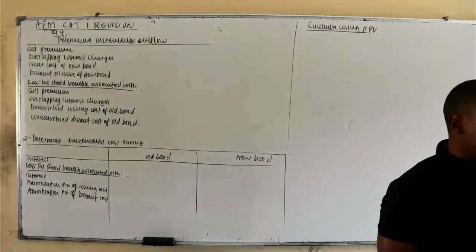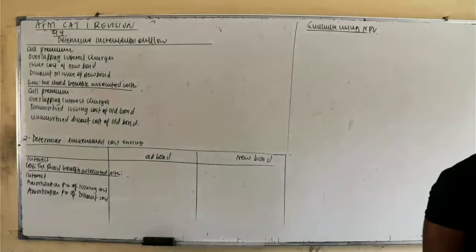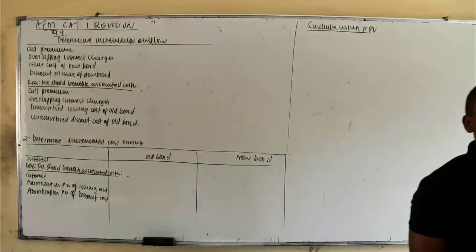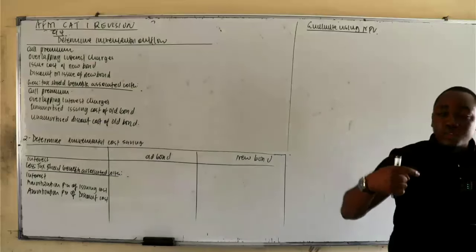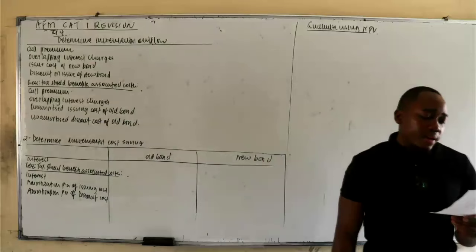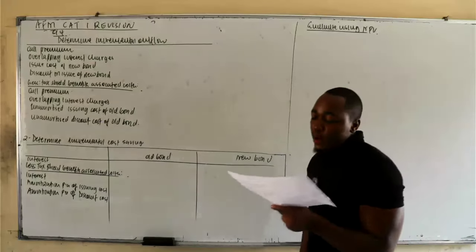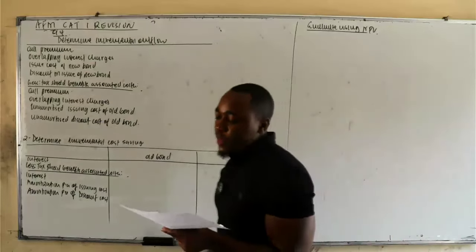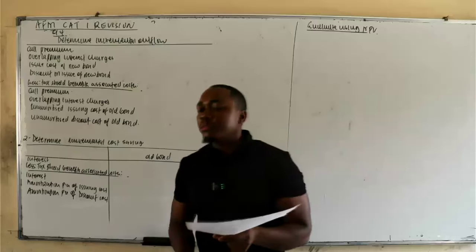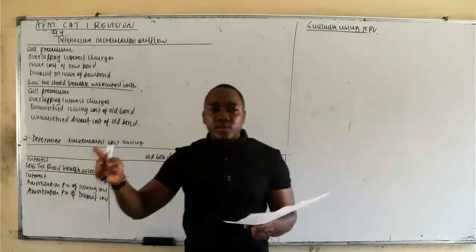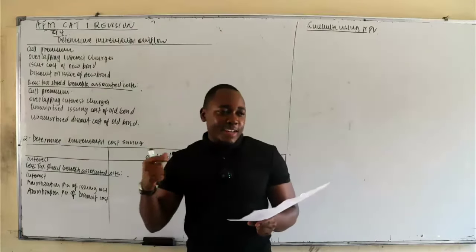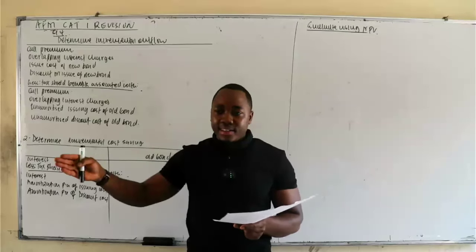For the old bond, the outstanding 20 million bond has a par value of 1,000 shillings per unit. Yeah, per unit means per bond. And a coupon rate of 20%. So that means they usually pay an interest of 20% of the 20 million per annum. They were issued 5 years ago with a 25-year maturity. So that means the remaining period is 20 years.